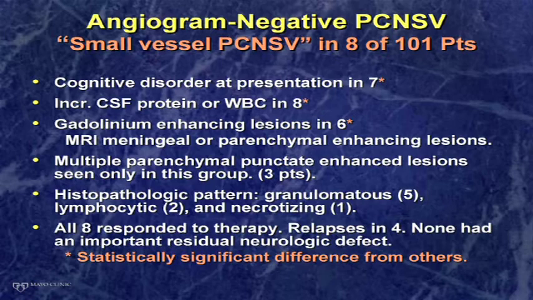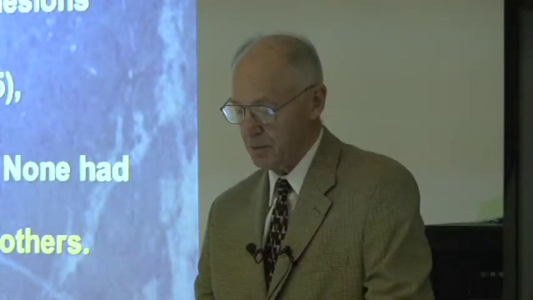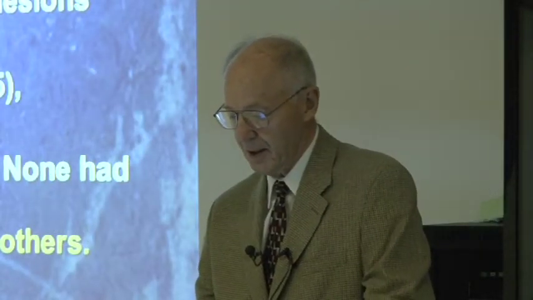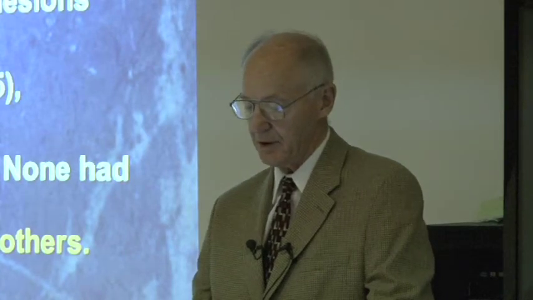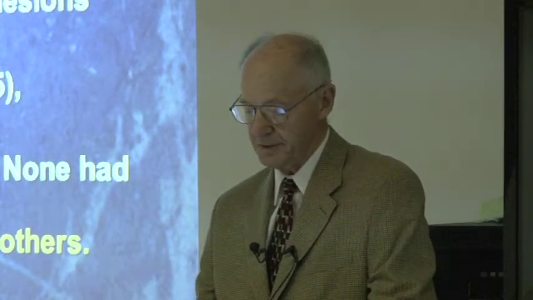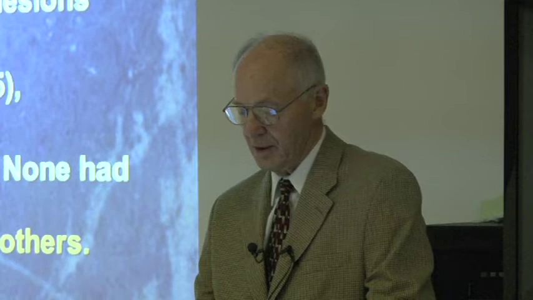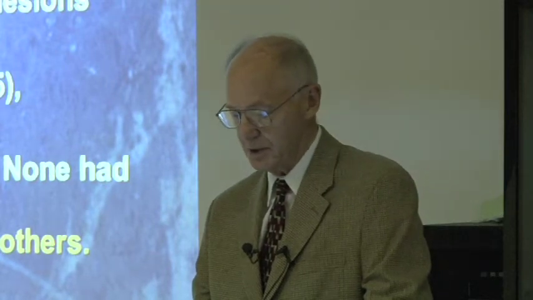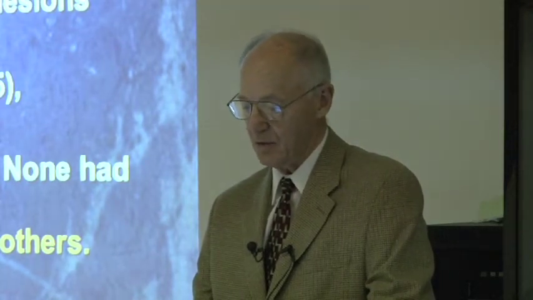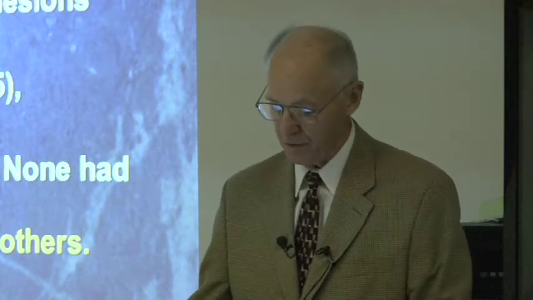And in some of these, they had multiple parenchymal punctate lesions that were enhancing. It looked like these were associated with little blood vessels in the brain parenchyma. And again, with more experience, maybe that will turn out to be a diagnostic or pathognomonic type of lesion if you see it. It doesn't occur in all the patients. Histopathology was variable, so it doesn't hold together that it's completely uniform.